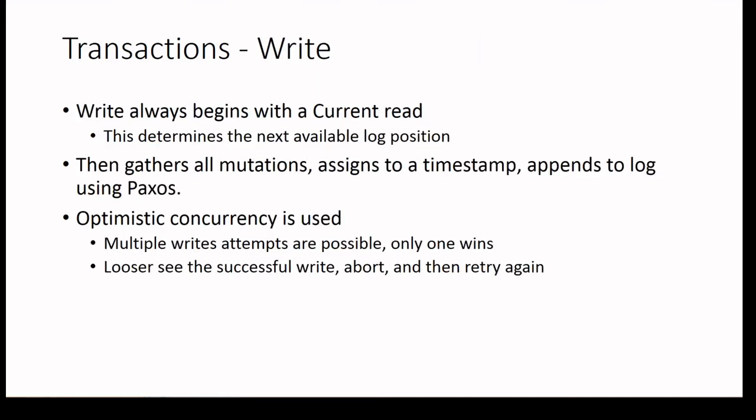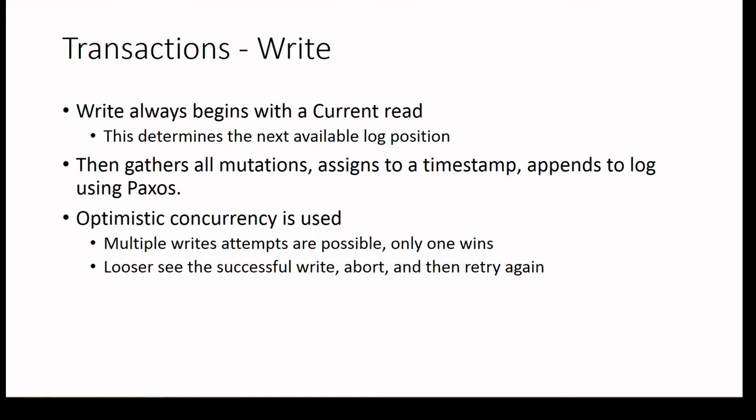Now, what about writes? There's only one kind of write, and it's just the write. And writes always begin with a read. They begin with a current read. So that is to say, everything that's previously known has been committed and has been written. Then it gathers all mutations, everything that's already been written but hasn't been committed yet, assigns a timestamp to it, and then appends it to the log. This log is communicated using Paxos. And the concurrency control for this is optimistic.